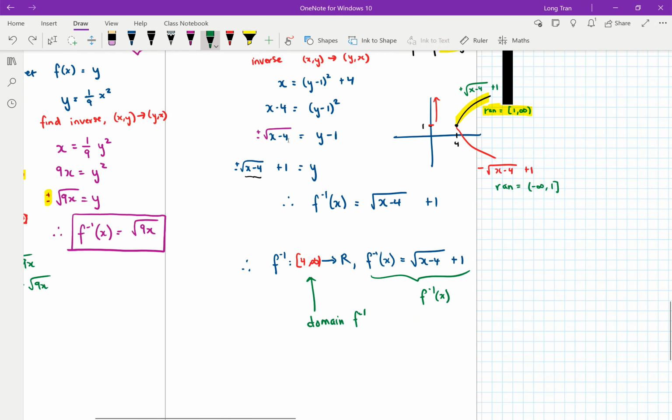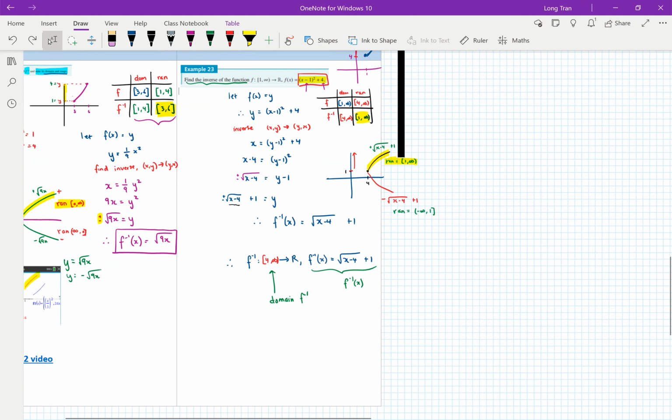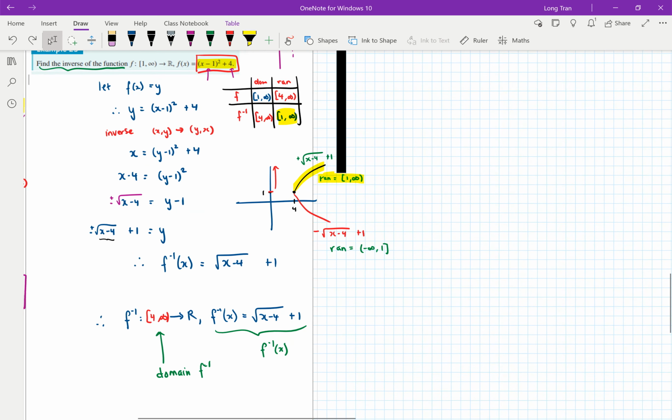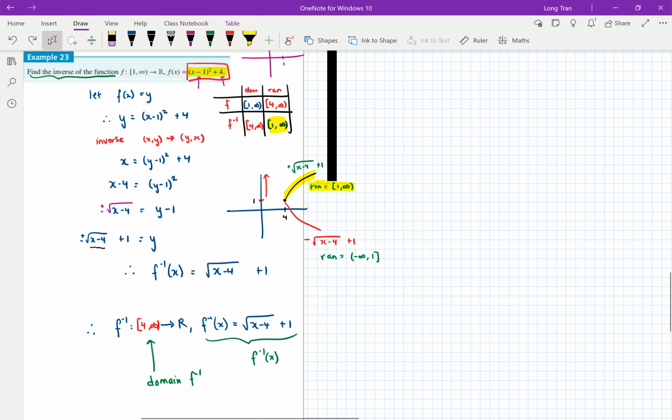So I hope this helps you understand how you apply inverses. It does get really hairy, but it really goes back to the strength of algebra, strength of sketching, strength of analyzing.